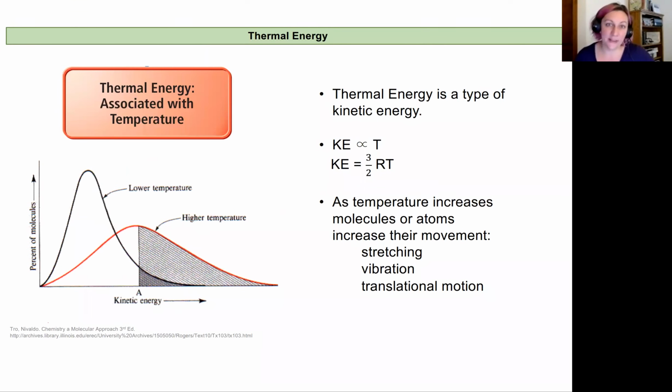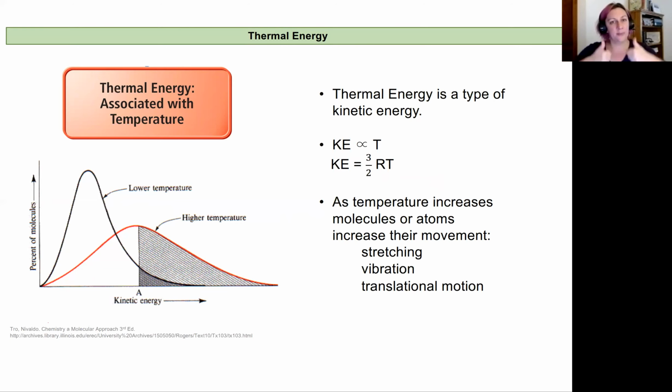Some other definitions, some things I'd like us all to be on the same page about now is thermal energy. So thermal energy is a category of kinetic energy. So under the umbrella of kinetic energy, we have thermal energy. And that's going to really be the energy associated with the temperature of something. And we see that kinetic energy is, in general, proportional to temperature. We can say that kinetic energy is actually equal to 3/2 of a constant R times temperature.